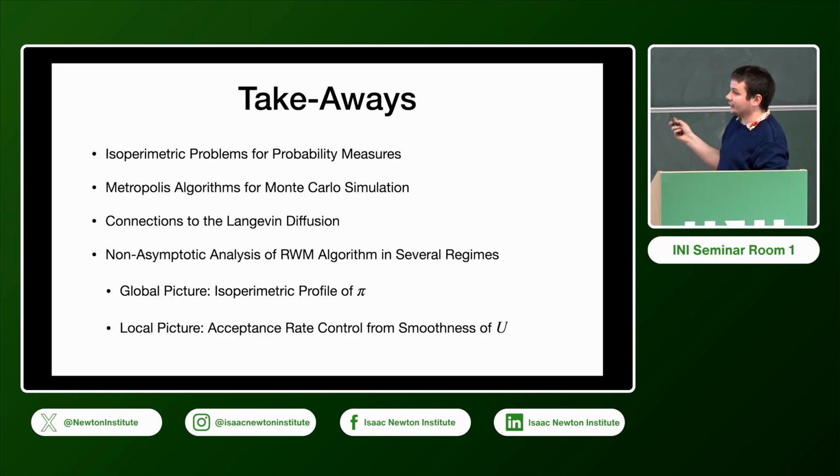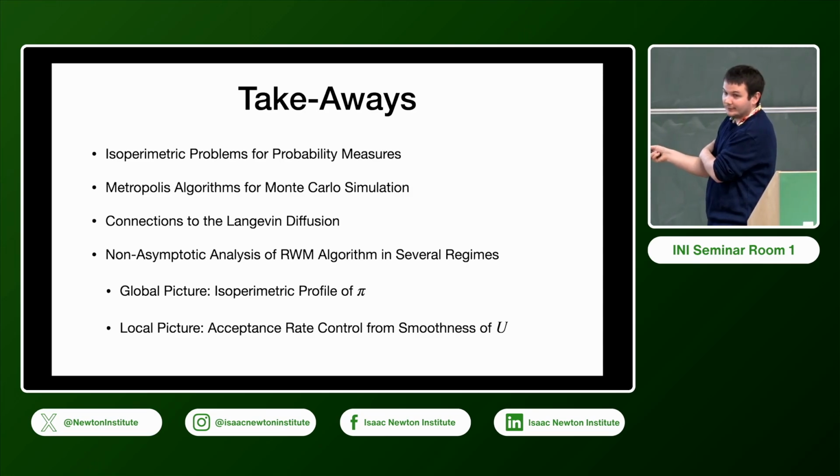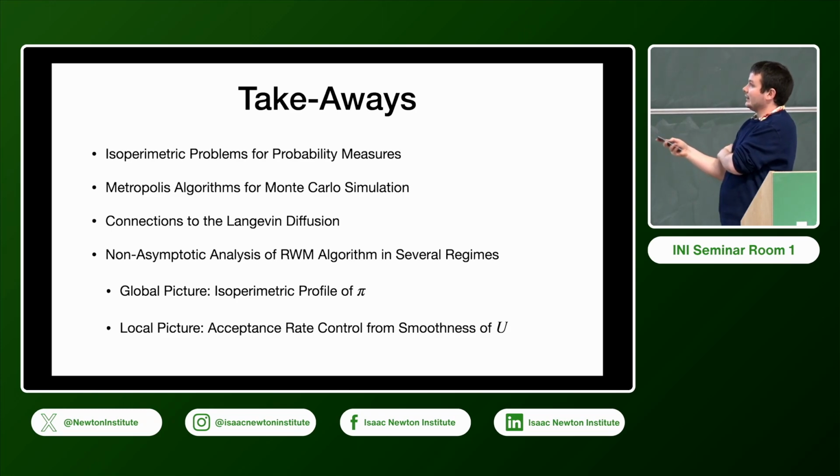The thing I would take away, if for whatever reason you need to study the convergence of random walk Metropolis for an application of your own, is that the global picture of the sampling is driven almost entirely by this isoperimetric profile. Okay? If you want to understand the continuous time process first, that gives you an idea of what you can expect. And then the local picture is just controlling this acceptance rate, which you can handle by more or less standard techniques, I would say.